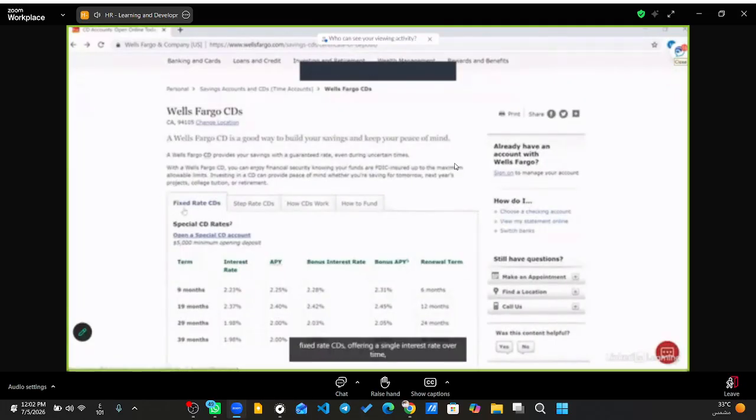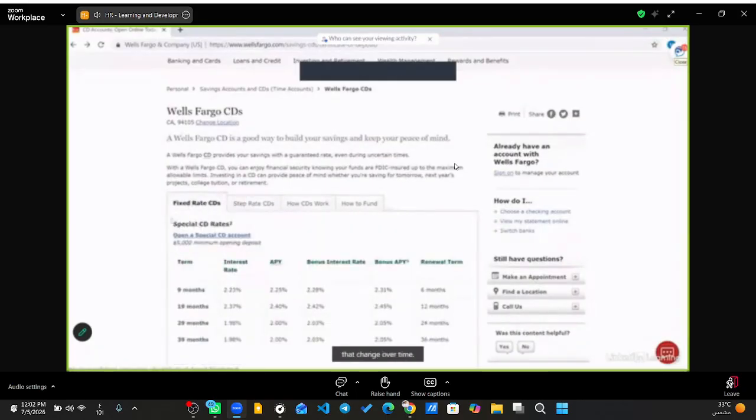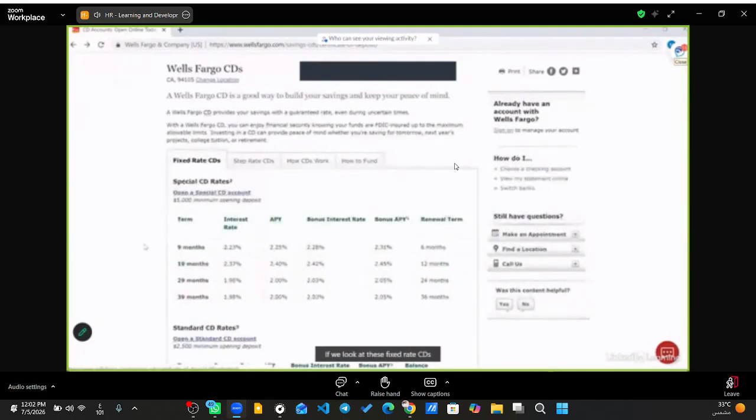Fixed rate CDs, offering a single interest rate over time. Step rate CDs, offering interest rates that change over time. If we look at these fixed rate CDs, you'll see that depending on the time frame that we lock our money up for, we get a different interest rate.